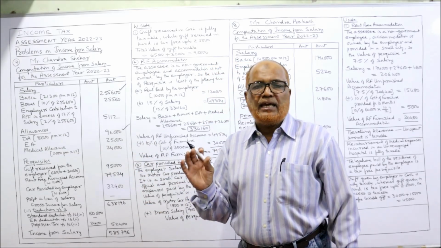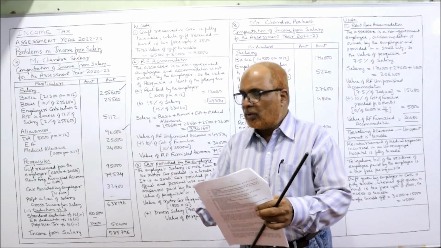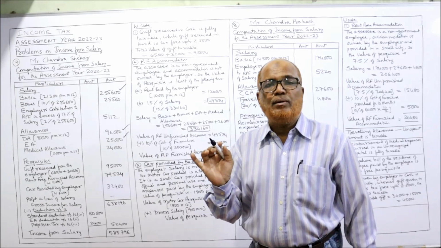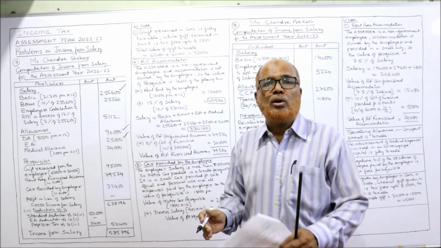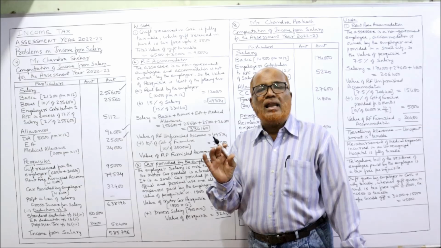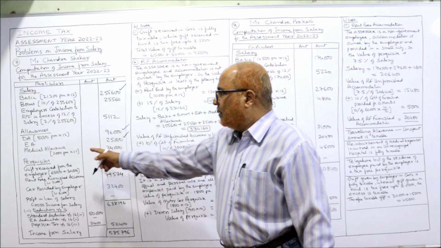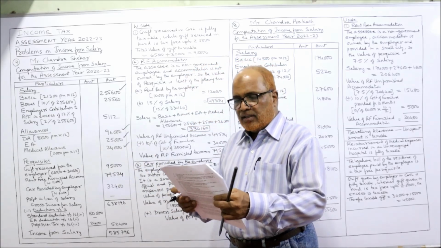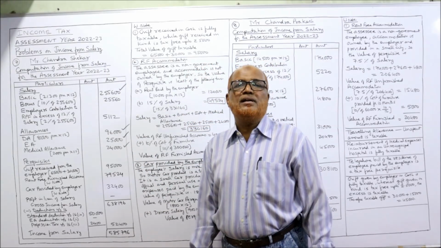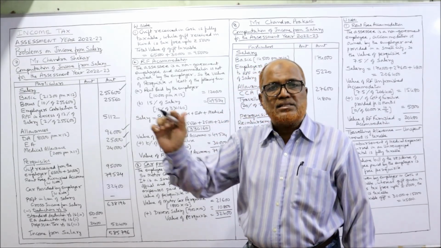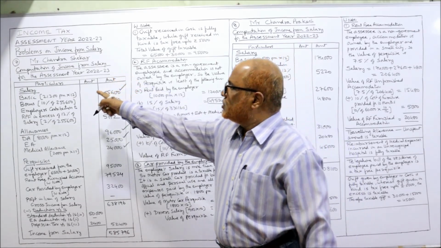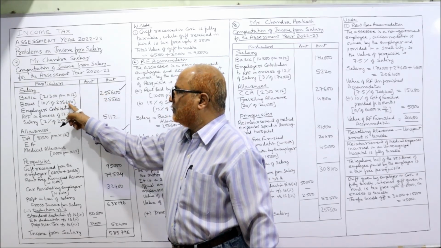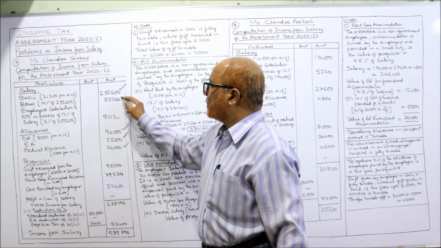Entertainment allowance, EA, fully taxable, 25,000 per annum. No deduction for EA is given because he is a non-government employee. Medical allowance, fully taxable. Medical allowance 2,000 per month into 12, 24,000. Then bonus, 10% of basic. Bonus is taxable under the subhead salary. So bonus 10% of basic, 10% of 2,55,600, 25,560.